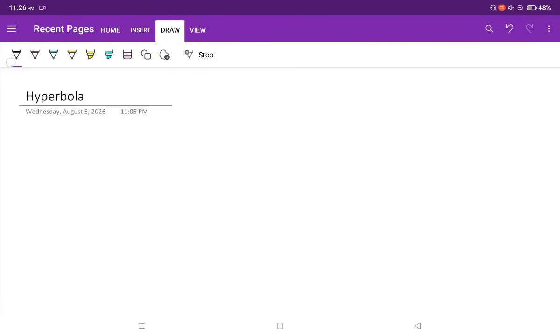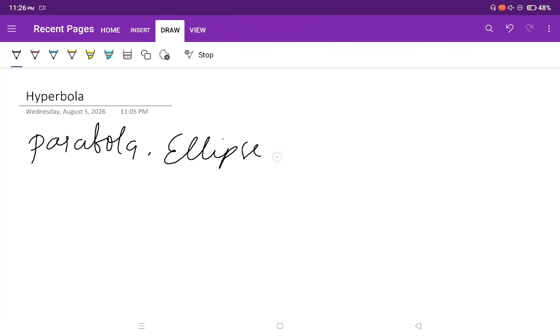Let's continue conic sections with hyperbola. So far we have seen parabola, then ellipse, then circles. Now let's move to hyperbola.